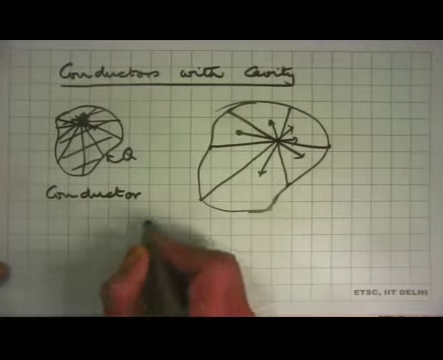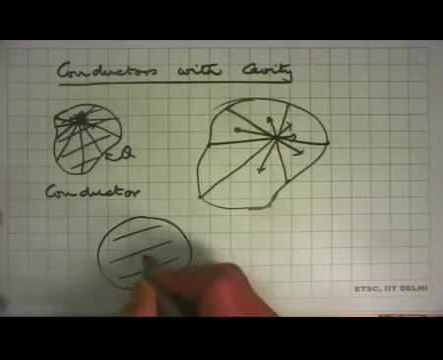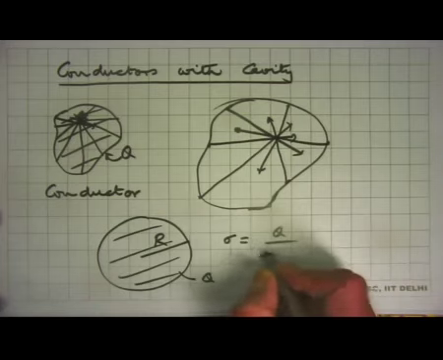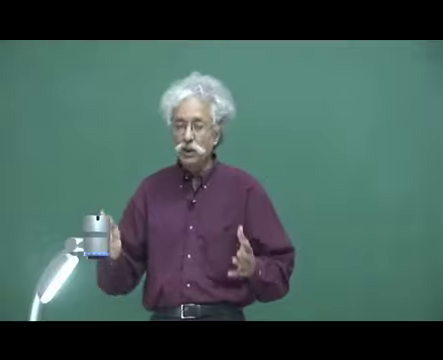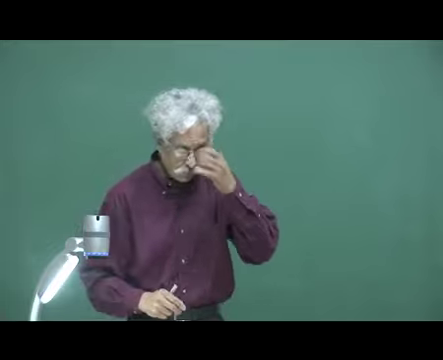Now, if you have a spherical conductor, by symmetry the entire charge sits uniformly distributed across the surface of the conductor. So, if you have a charge q and the radius is r, you get a surface charge density q by 4 pi r square, because in this situation, because of symmetry, the charge distributes equally on the entire surface of the conductor. So, we have seen this before.